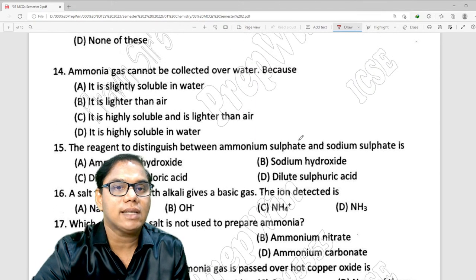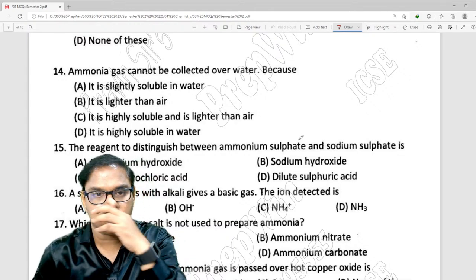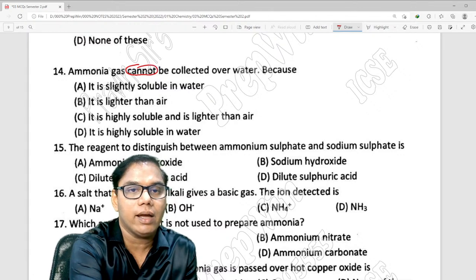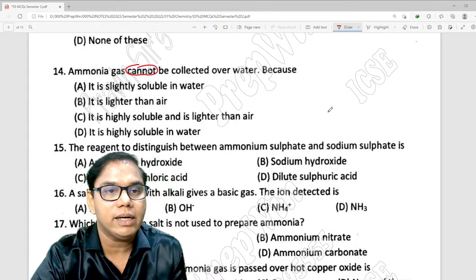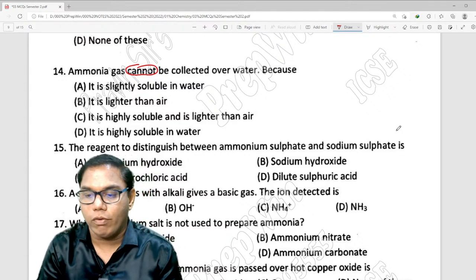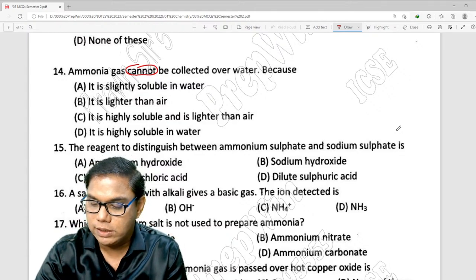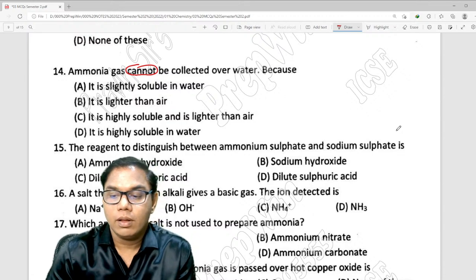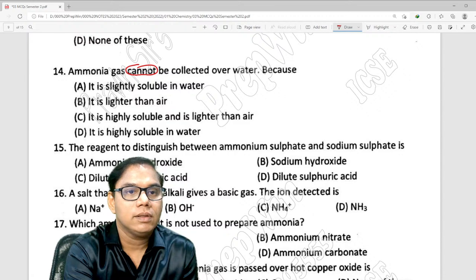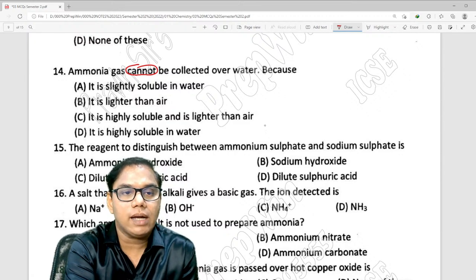Ammonia gas is collected over water because it cannot be collected... It is highly soluble in water, so it cannot be collected over the water because what? 14th one, give me the correct answer. Why can it not be collected over the water?